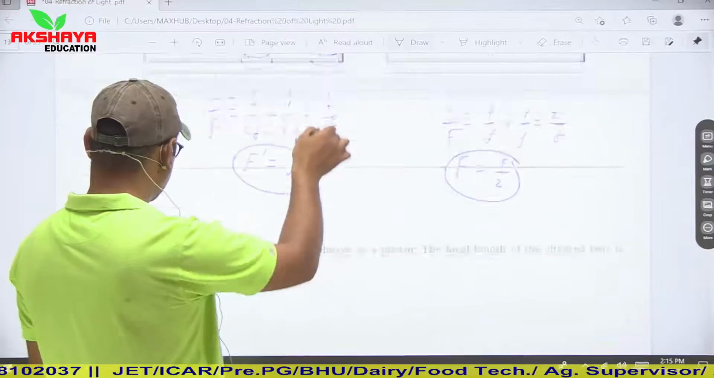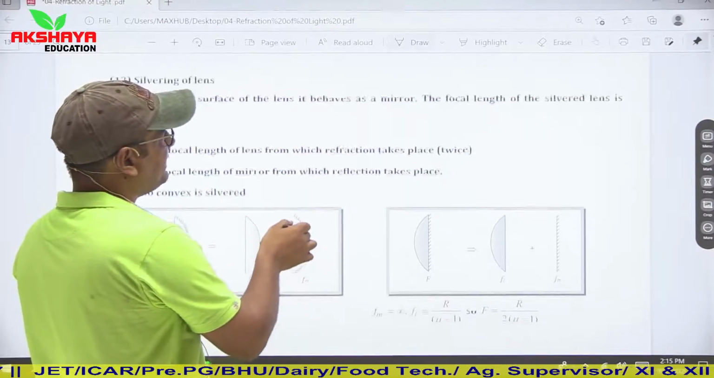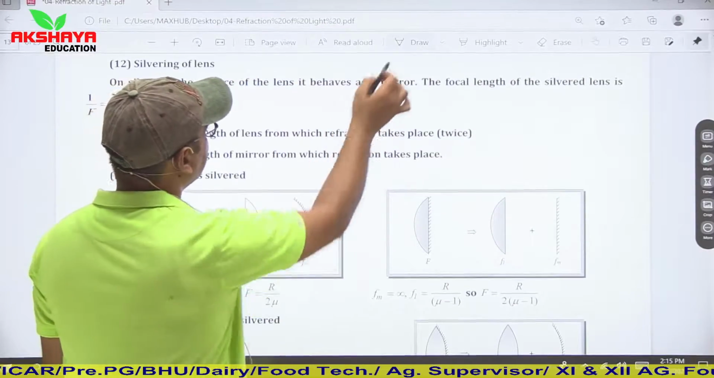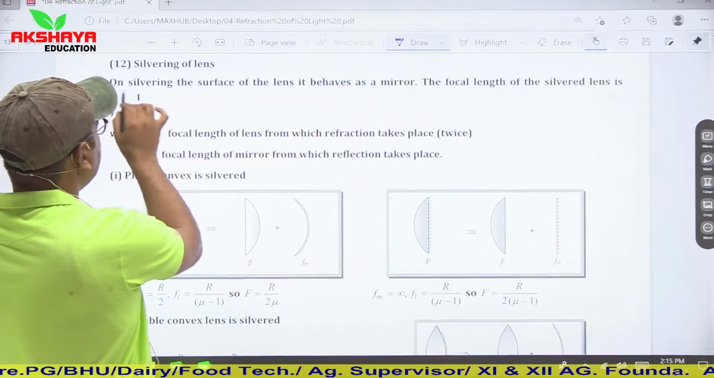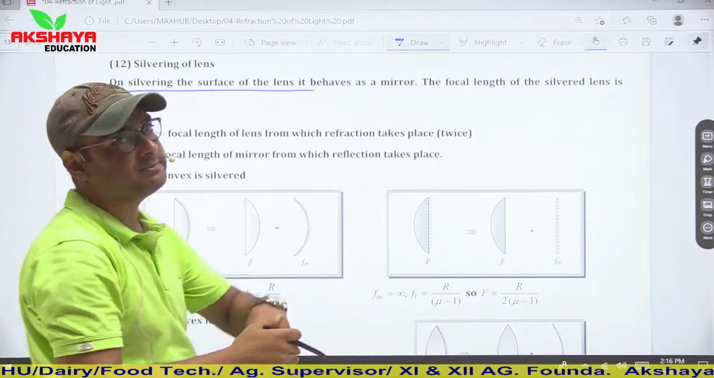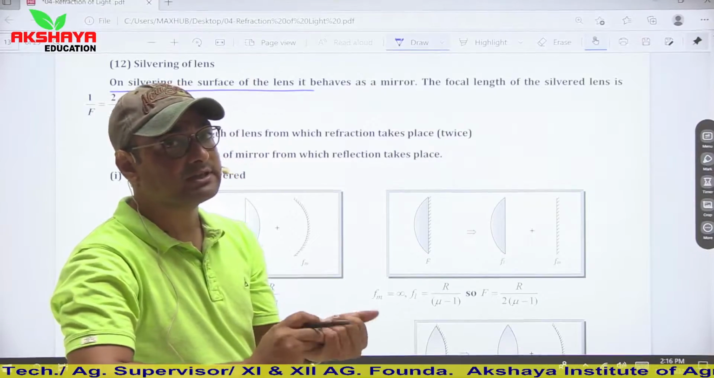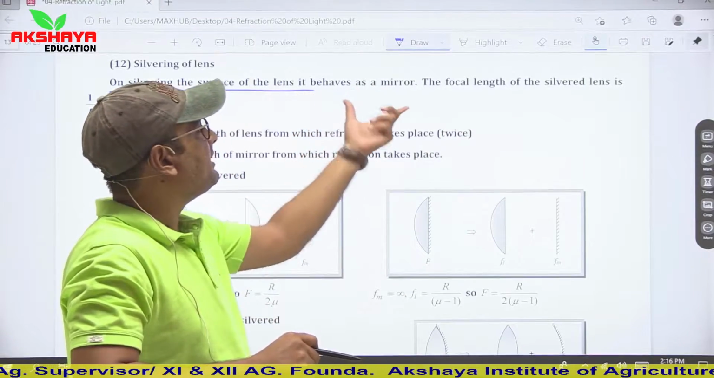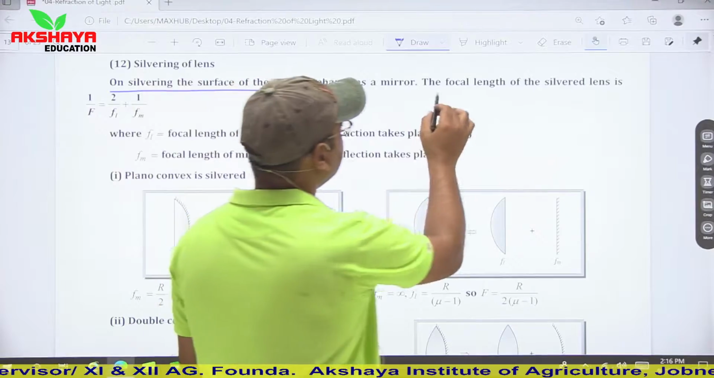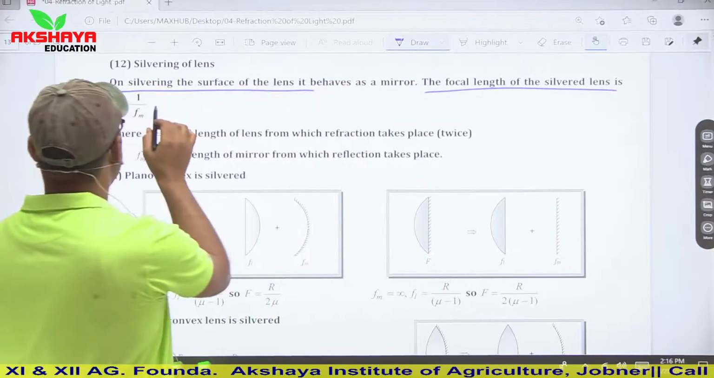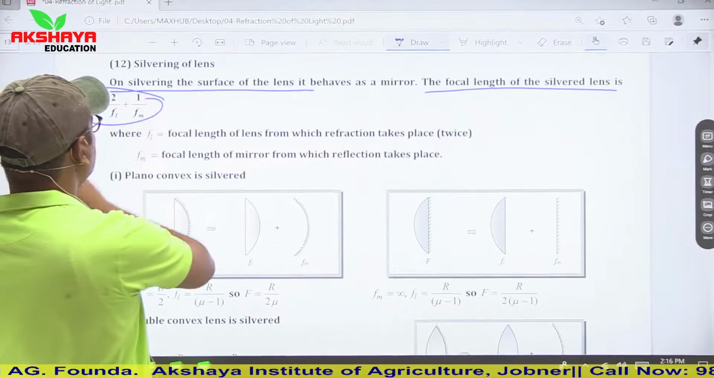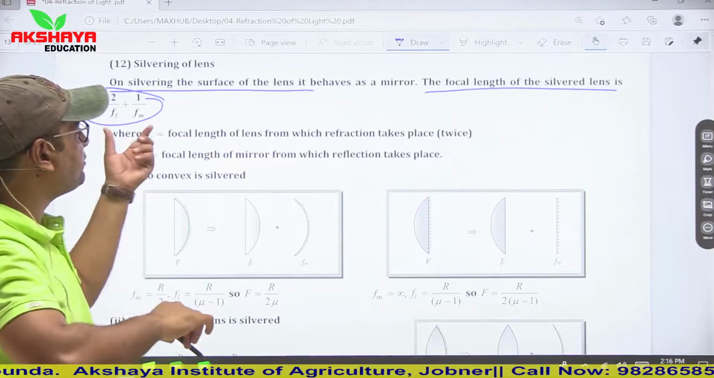Now see, silvering of lenses. What is the effect of silvering of lenses? On silvering the surface of a lens, it behaves as a mirror. So if we silver one refracting surface, then it will behave as a mirror, and the focal length of the silvered lens is defined as 1 upon capital F is equal to 2 upon f1 plus 1 upon fm.